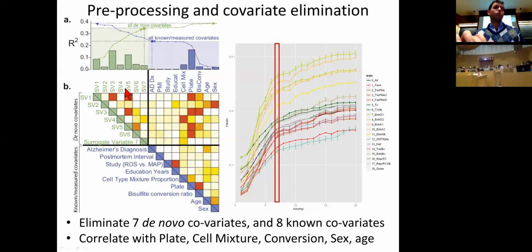And then we basically ask, well, what do these singular values mean? We'd like to have some biological interpretation for what they mean. And we therefore correlated them with known or measured covariates, shown here in blue. So for example, we looked at Alzheimer's diagnosis. That didn't capture much. Postmortem interval, that didn't capture much either. The specific study, whether it came from the Religious Orders Study or the Memory and Aging Project, that didn't capture much either. Okay? So it's kind of weird. It basically says that all these things that you would expect to influence methylation greatly did not affect it.